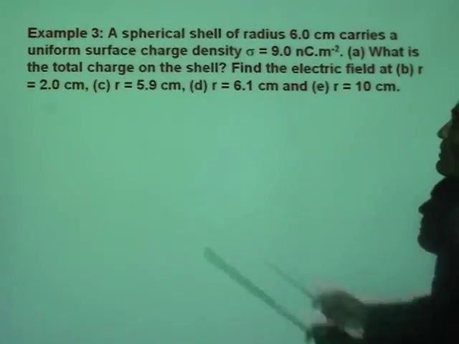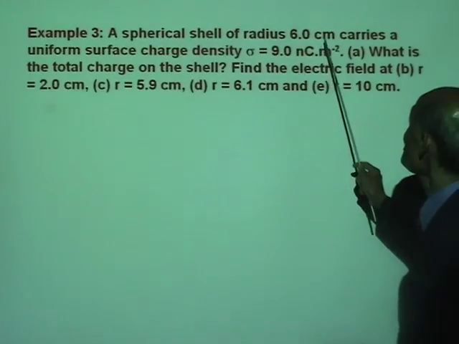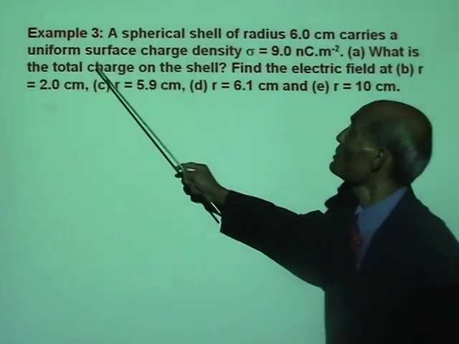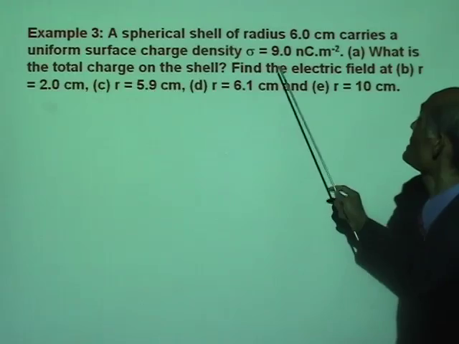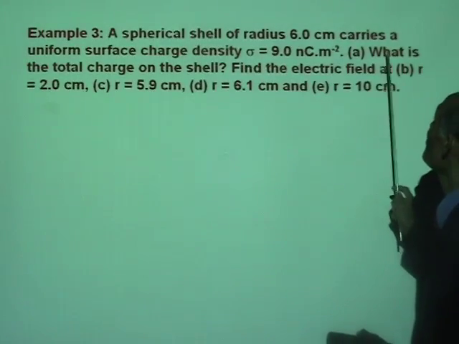Alright, let's move on. Let's do a problem. A spherical shell of radius 6 cm carries a uniform surface charge density sigma equal to 9 nanocoulomb per meter squared.